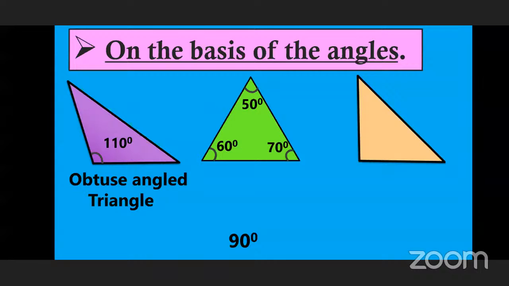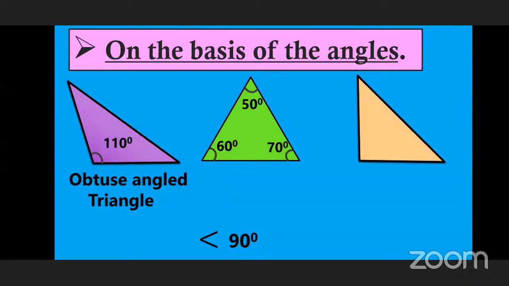Can you see the measurement? Yes. The measurements are less than 90 degrees. One angle is 50 degrees, one is 60 degrees, another is 70 degrees. It means all three angles of this particular triangle are less than 90 degrees. Therefore, children, can anyone tell me what this type of triangle is known as?